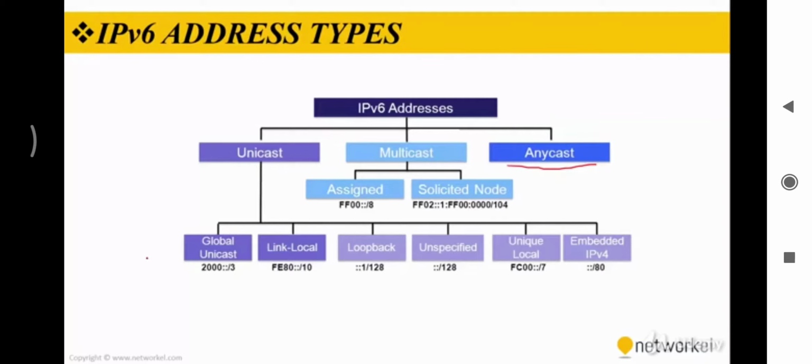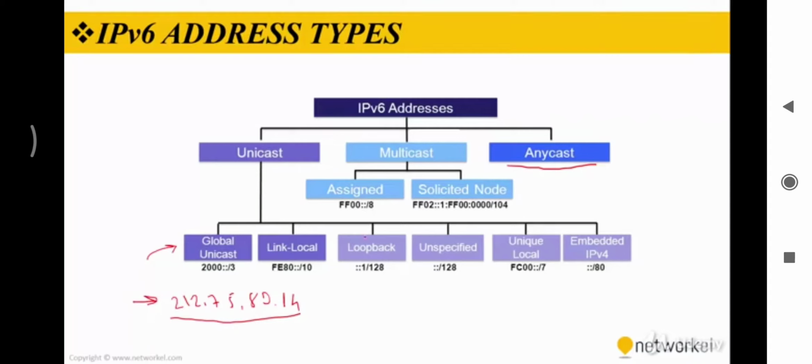The second thing we're going to focus on is the global unicast. IP version 6 unicast global addresses are similar to IP version 4 public addresses. An IPv6 global unicast address is similar to the IPv4 public address logic. And as you can understand, global addresses are globally routable.